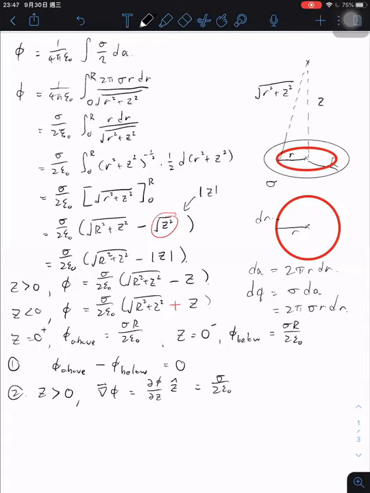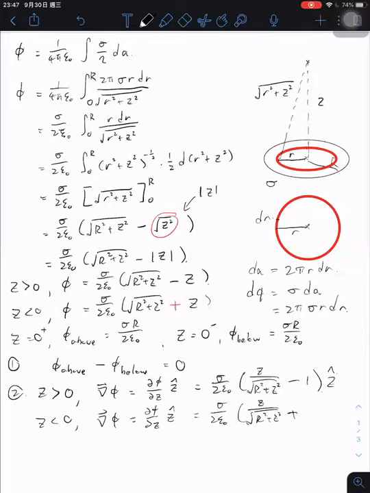When you perform the derivative, we can get this solution. And for negative Z, we perform the same derivative, but this time we have +1 here because of the plus Z in the potential. When we substitute Z equals 0 for both cases, the difference is not equal to 0.